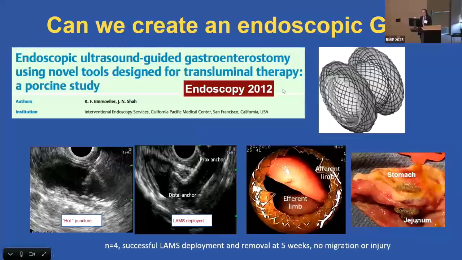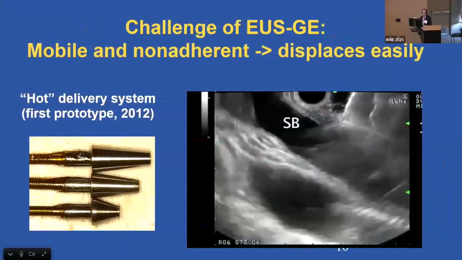And so you can see the first study in 2012, where we did a hot puncture into the small bowel, deployed the distal anchor, then the proximal anchor. It's the first time that I'm looking at the afferent and efferent limbs in this pig model. And then afterwards, with necropsy, you can see this anastomosis that we had created. So this was, for me at least, the first time that I realized we could indeed create an endoscopic anastomosis.